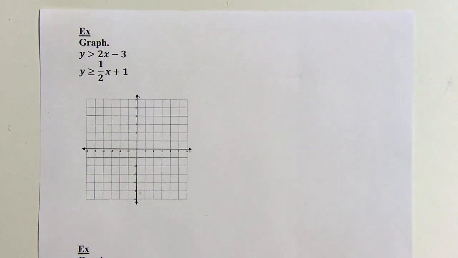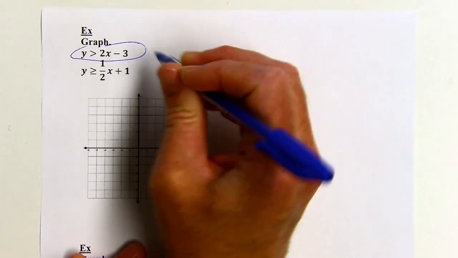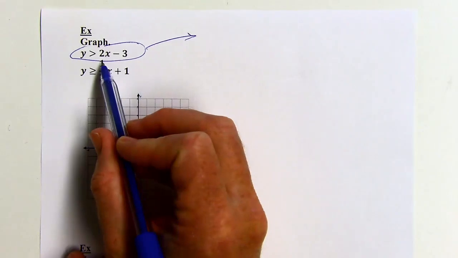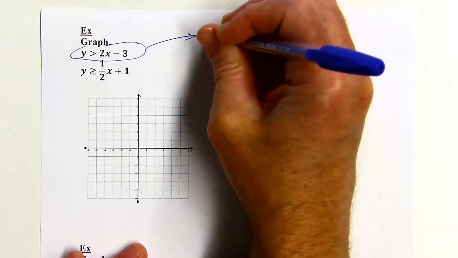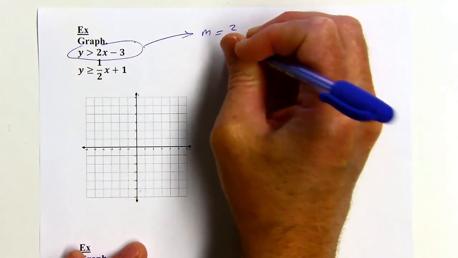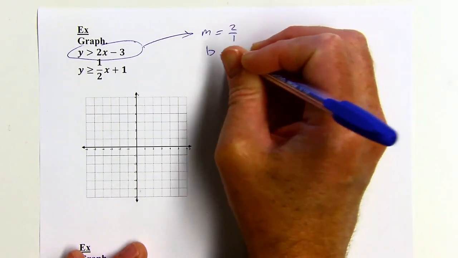Here I've got this system of inequalities. I'm going to graph both of these inequalities on the same graph, so I'll color code these. I'll do this one in blue pen. This one's already in y equals mx plus b form. That's pretty handy because I can see that the slope is going to be 2, or you could think of that as 2 over 1 if you're thinking rise over run. And then my y-intercept is negative 3.